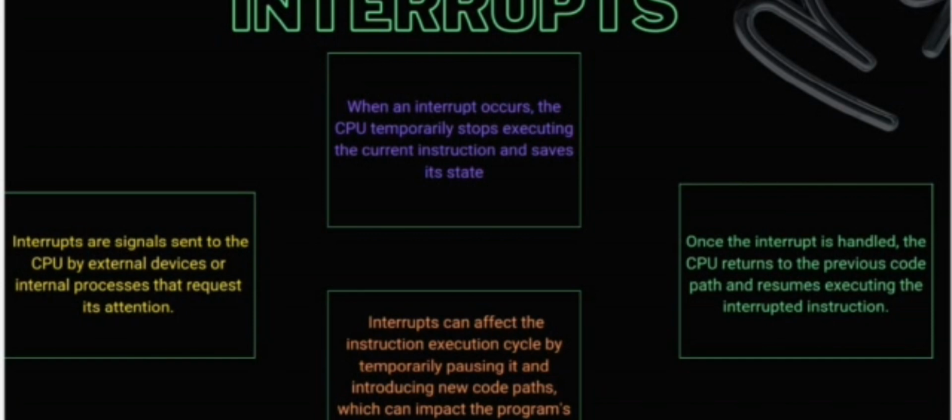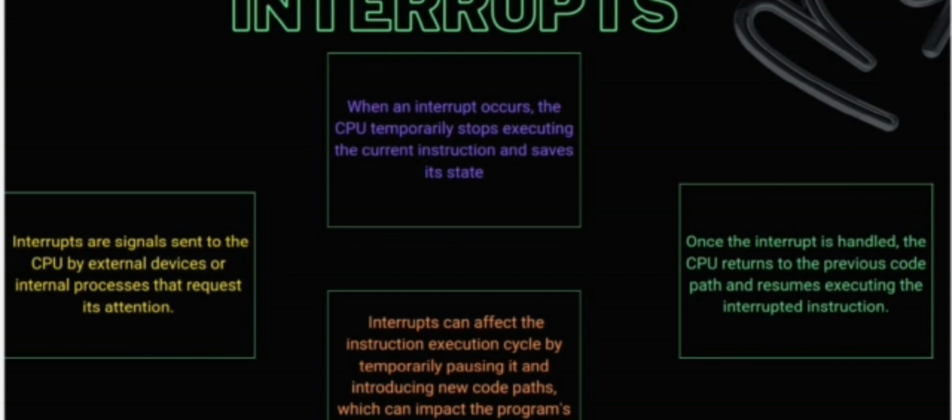Interrupts are signals sent to the CPU by an external device or internal processor that request it to temporarily halt its current execution of instructions and switch to a different task or process. When an interrupt occurs, the CPU temporarily stops executing the current instruction and saves its state. The interrupt handler then takes control of the processor and performs the necessary actions to handle the interrupt. Once the interrupt handler has completed its task, the processor returns to the interrupted instruction and resumes the execution cycle from where it left off.